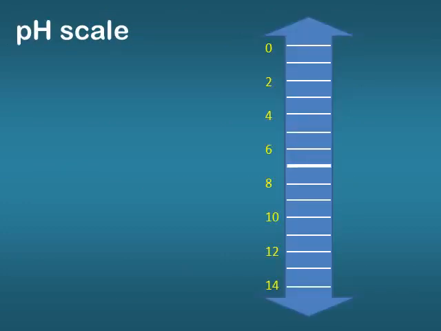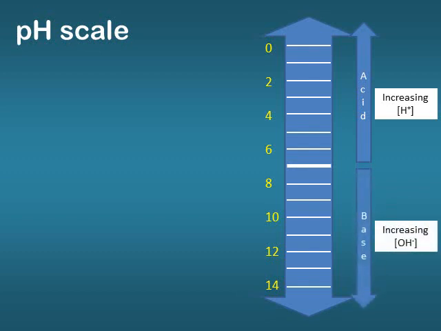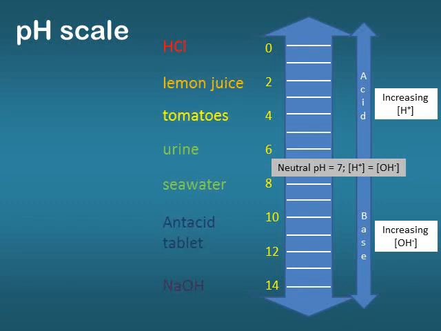The pH scale runs from 0 to 14, with smaller values indicating more acidic solutions, which of course is increasing the hydrogen ion concentration, and numbers closer to 14 are basic solutions, increasing the hydroxide ion concentration. Neutral pH is 7, and what that means is that the concentrations of hydrogen ions and hydroxide ions are exactly equal to each other. So here are some common substances and where they fall on the pH scale.